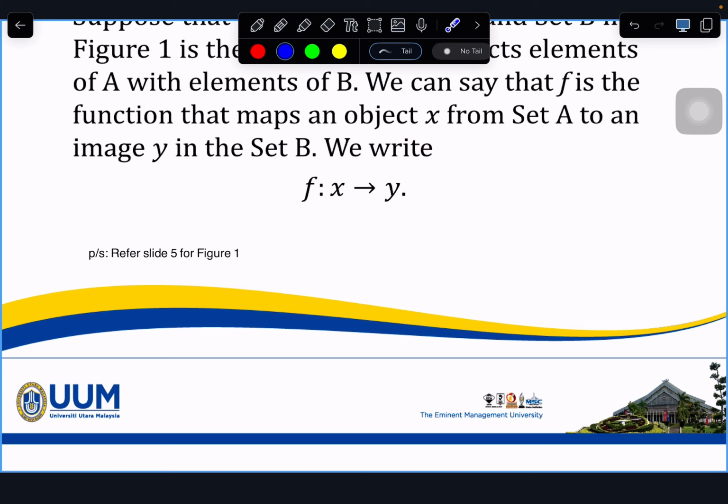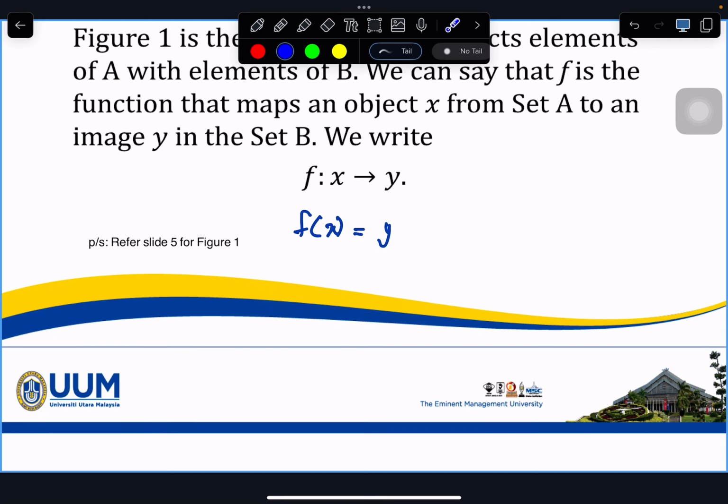So f double dot x to y. Okay, or sometimes generally when people are so lazy, they will write this way: f(x) equals to 1. So these are functions, and there are different notations too. Clear? All right. So this one is easy to write, but what does it mean here?